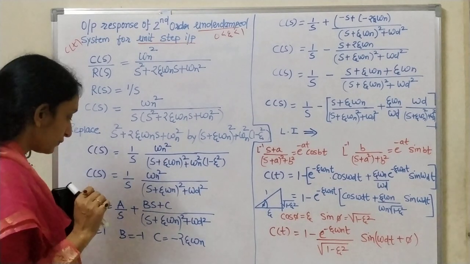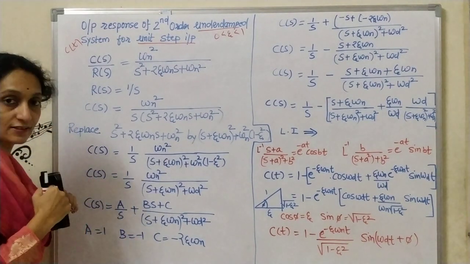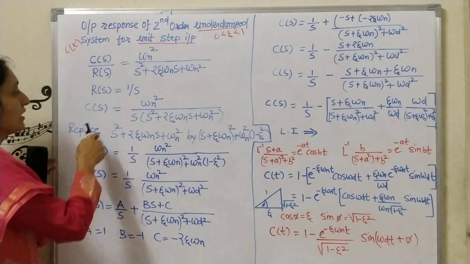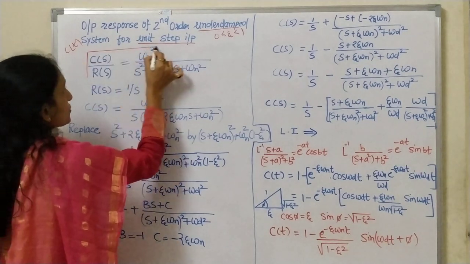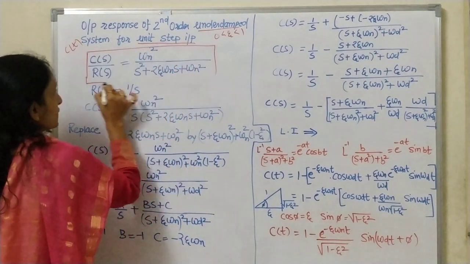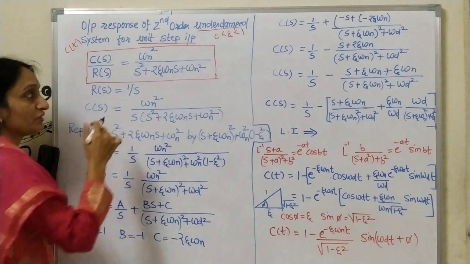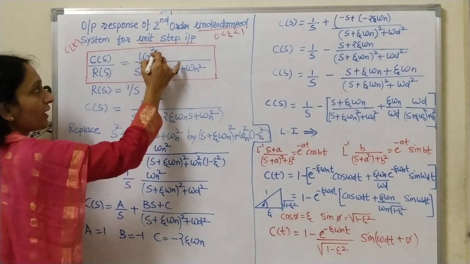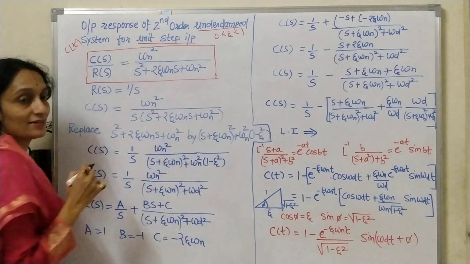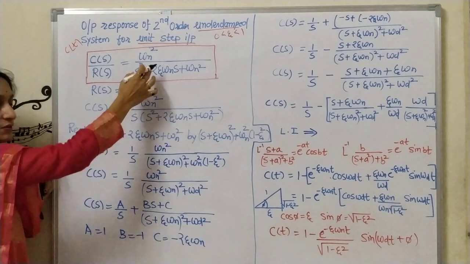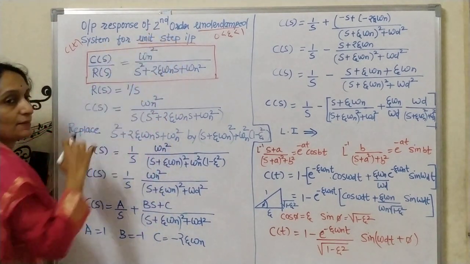But how are we calculating for the standard second order system? Now look at this. Here C of S upon R of S, this expression we have seen in the last lecture. I will repeat again. C of S upon R of S, I told you to remember this transfer function: omega n square upon S square plus 2 zeta omega n S plus omega n square. So this is our standard transfer function for the underdamped system.